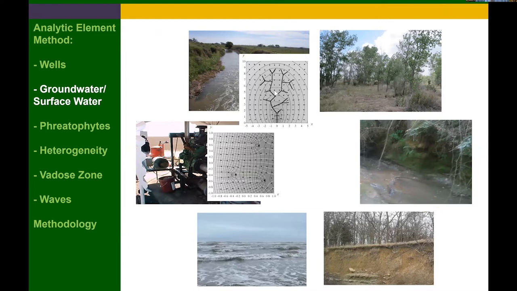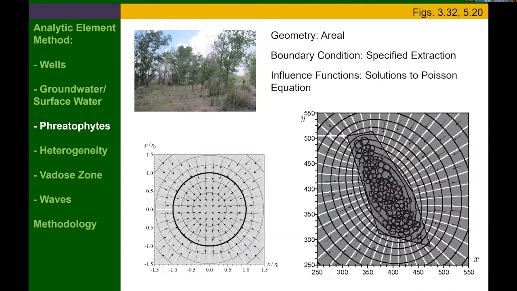Next, phreatophytes. When you look at it from up above, it looks like, in this case, a circle. We're just drawing a circle around the canopy of the tree or the root area. We have a specified extraction. So this kind of looks like a well. It's taking the water out along the top of an aquifer, and from a ways away, it looks like a well. We can have fields of phreatophytes that withdraw water, and so they pull up water collectively as a field. And the solutions here, they're solutions to the Poisson equation.